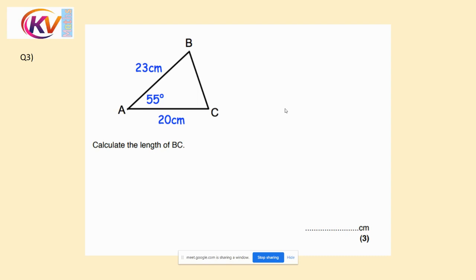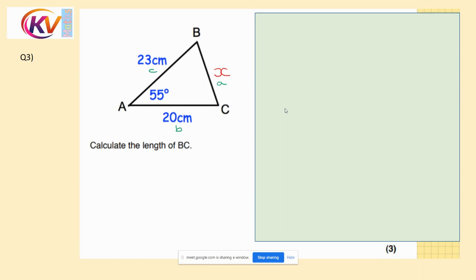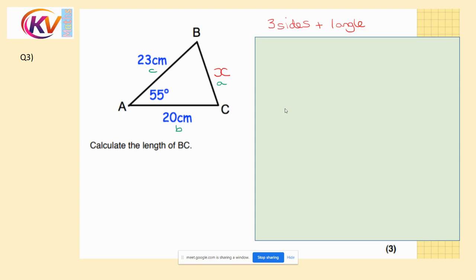Okay, right, so we're trying to calculate the length BC. So we've got that one there. We can then label our little a, little b, and little c in the appropriate places, and then we've got to figure out what information we've got. So there's one angle in this question, and we've got 3 sides. So we know 2 of them, we're trying to find the third side. So one angle, 3 sides.